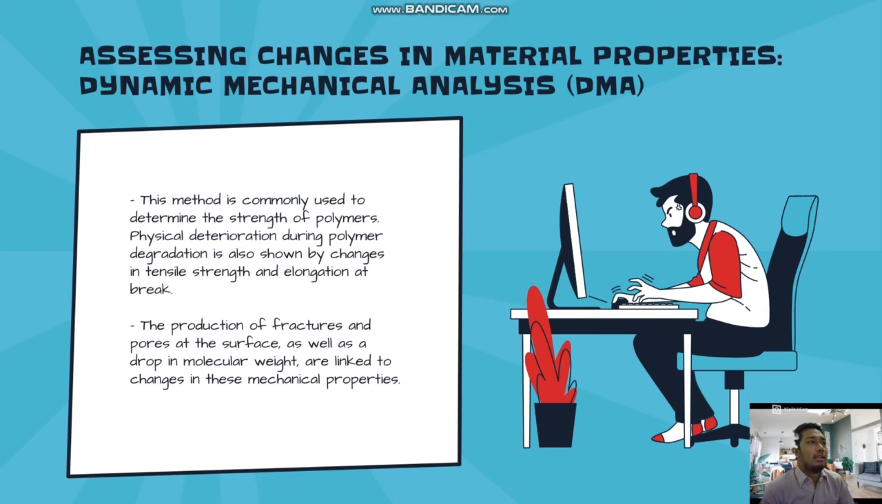Next, assessing changes in material properties, which is dynamic mechanical analysis, DMA. This method is commonly used to determine the strength of polymers. Physical deterioration during polymer degradation is also shown by changes in tensile strength and elongation at break. The production of fractures and pores at the surface, as well as a drop in molecular weight, are linked to changes in these mechanical properties.